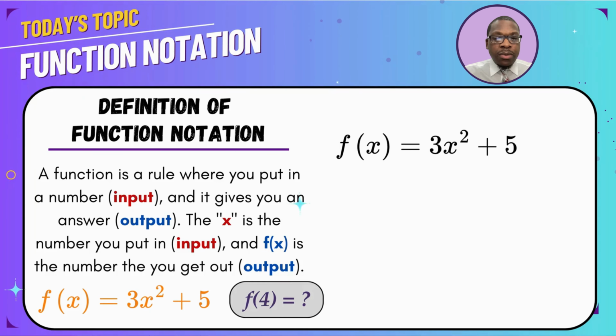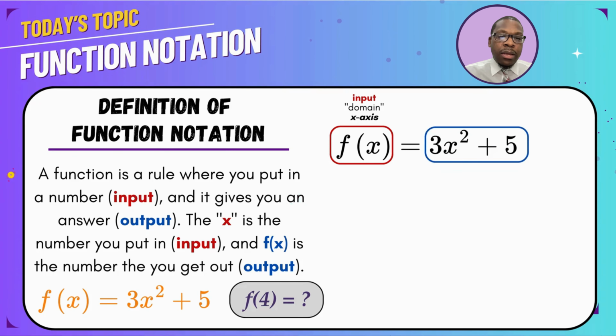So, as we look, we see f of x equals 3x squared plus 5. Function notation works like this. It's essentially saying the f of x is your input. That's your domain. That's the x-axis. This stands for your x-axis, what you will put in. The 3x squared plus 5, the answer to this will be your output, your range, your y-axis.